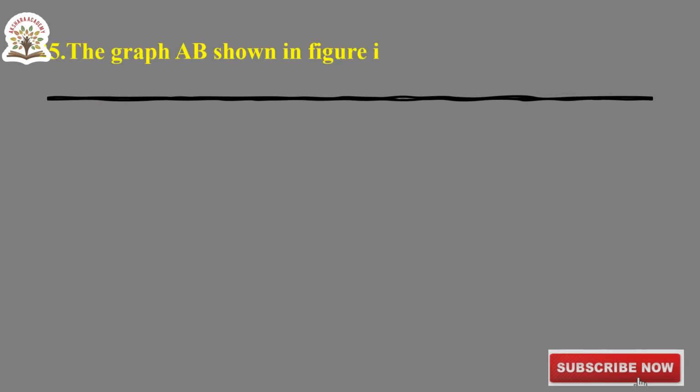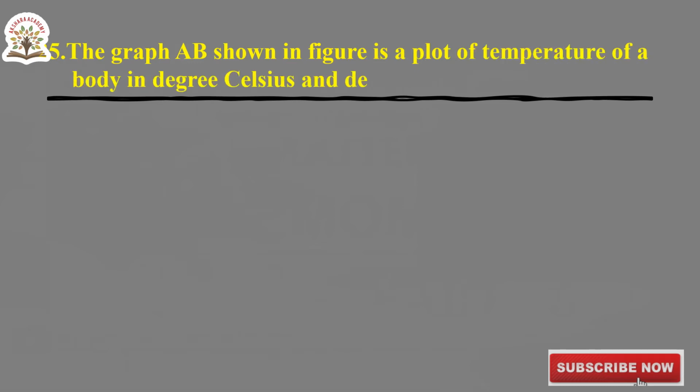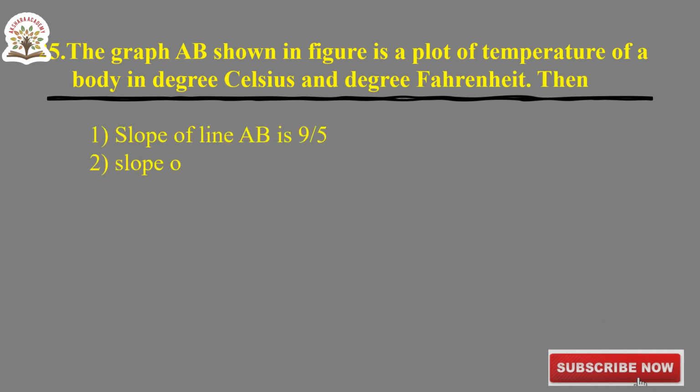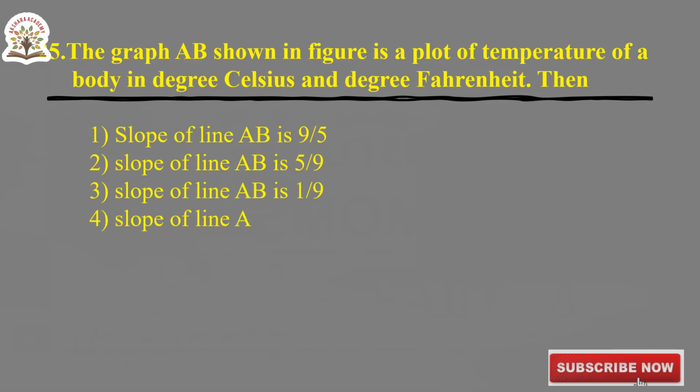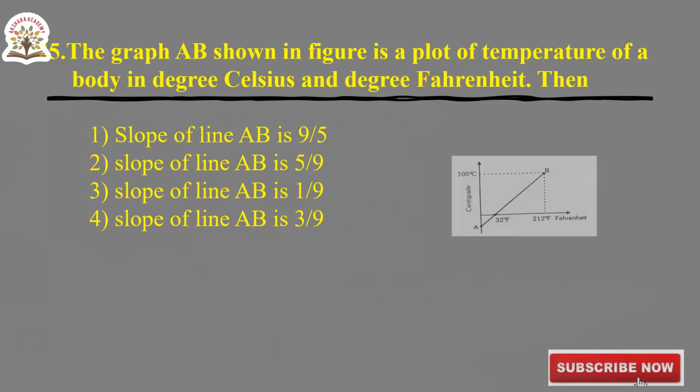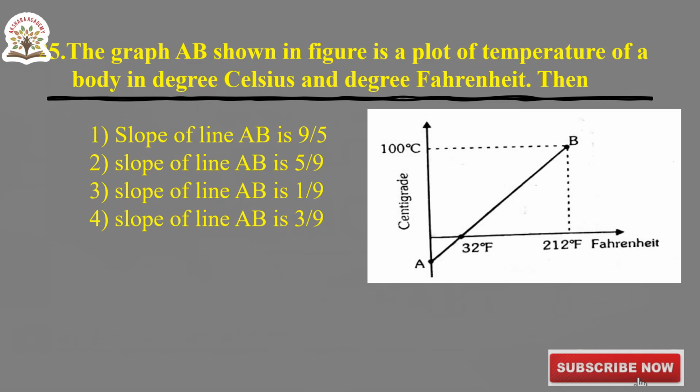The graph AB shown in the figure is a plot of temperature of a body in degree Celsius and degree Fahrenheit. Here in this figure we have to calculate the slope of this graph AB. Observe this figure carefully. This is the graph. We plotted the graph between the temperature of a body in degree Celsius and degree Fahrenheit. Then slope. Now let us go to the solution.